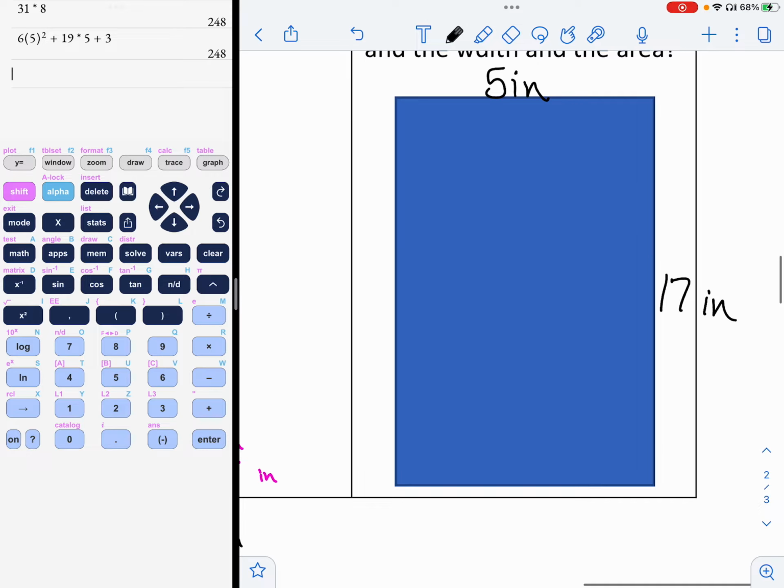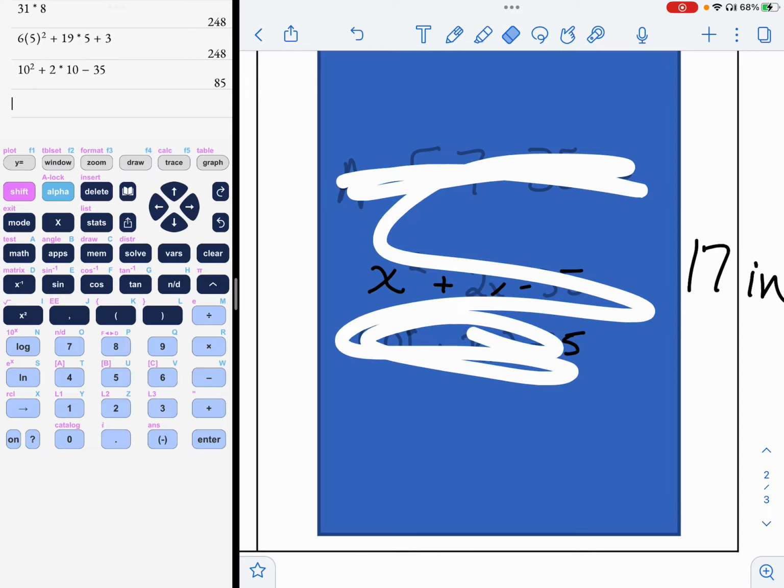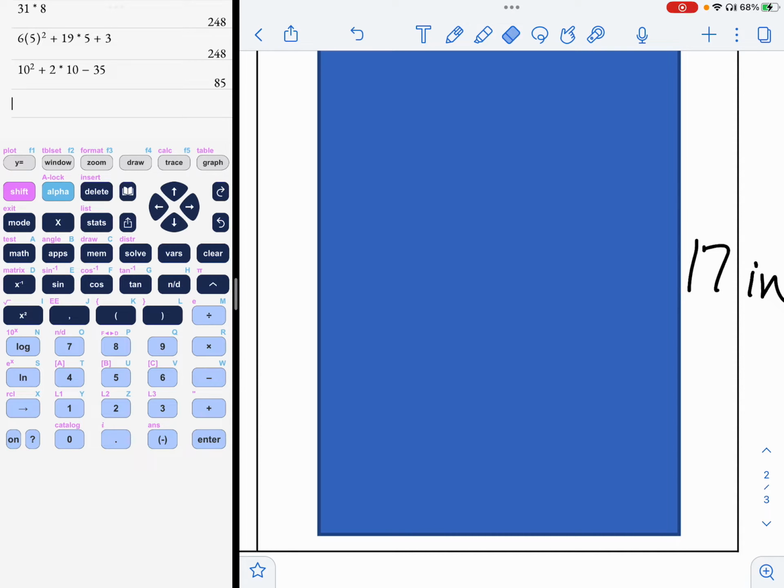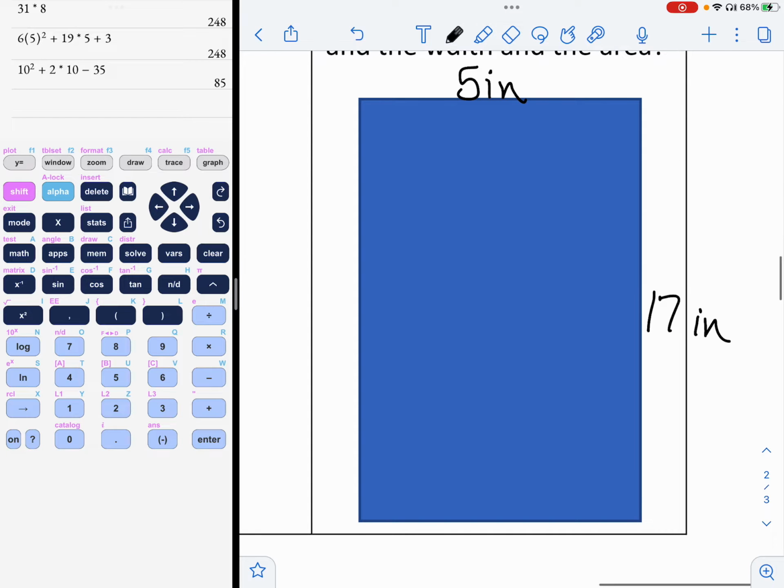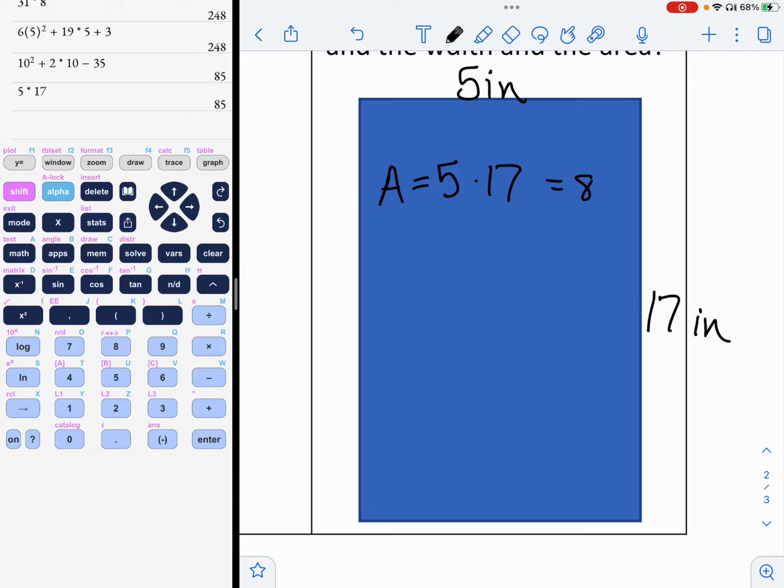So I did my length and my width, but now I need to do my area, which we know. To find my area, I have to do 5 times 17, which is 85, and that is in square inches.